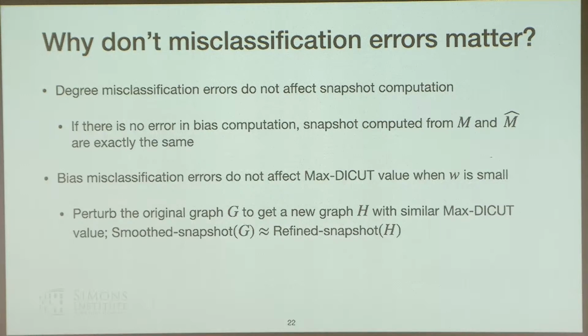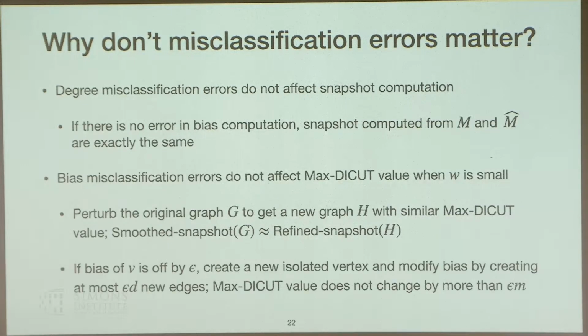What that shows is that if you look at many close enough intervals, then if you misclassify bias, that's not going to change the Max-DICUT value much. This is because, let's say that you misclassify a particular vertex, you can still perturb the original graph to get a new graph with a similar Max-DICUT value, and the smooth snapshot of the graph matches the defined snapshot. What do I mean by this?